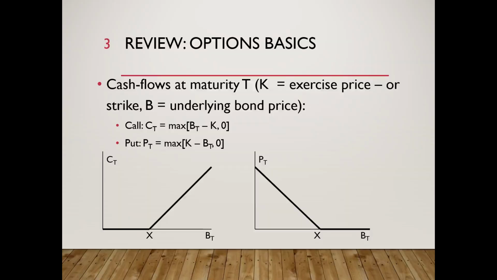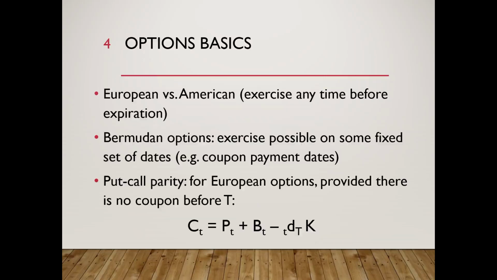Here we review some of the option basics. Once again, the exercise price is K, the strike price. B is going to be the bond price. Here we have the payoff of a call option, which is defined as the maximum between the bond price and the strike, and a put option, where the payoff is computed as the maximum between the strike and the bond price.